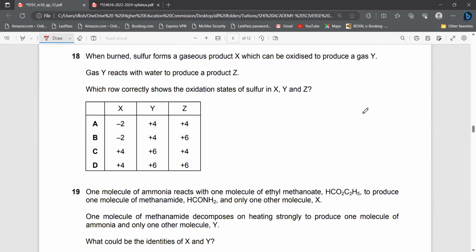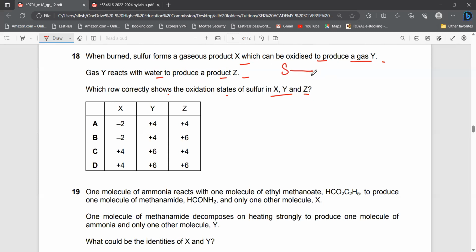18. When burnt, sulfur forms a gaseous product X, which can be oxidized to produce gas Y. Gas Y reacts with water to produce a product Z. Which row correctly shows the oxidation state of X, Y, and Z? Now, this is very important. Now, you have sulfur. Sulfur can form a gaseous product X that can be oxidized to form a gas Y. What comes to your mind by looking at this particular scenario?